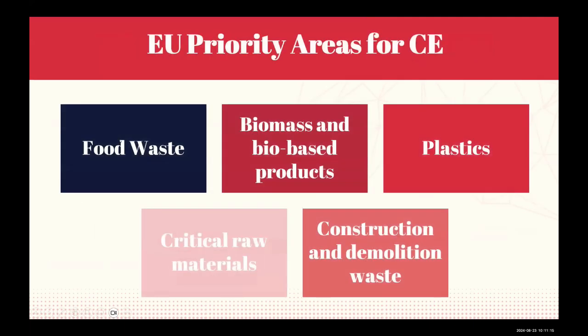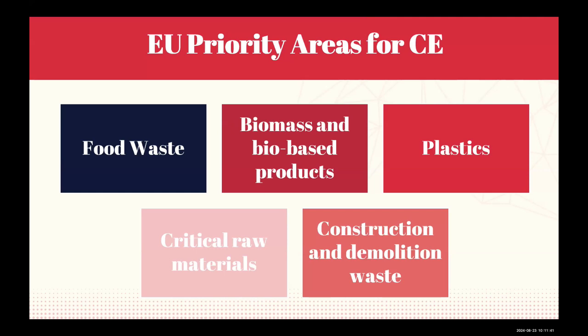In the European Union, several key areas have been identified as priorities for advancing the circular economy. These represent sectors where significant impact can be made through circular practices. First, we have food waste. How does this apply? Reducing food waste is a very important priority, as not only does it conserve resources, but it also reduces greenhouse gas emissions associated with waste disposal.